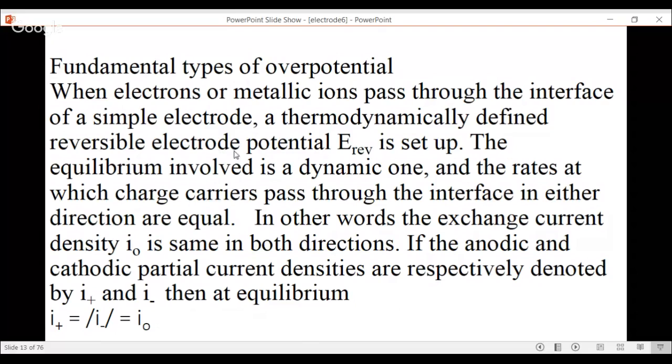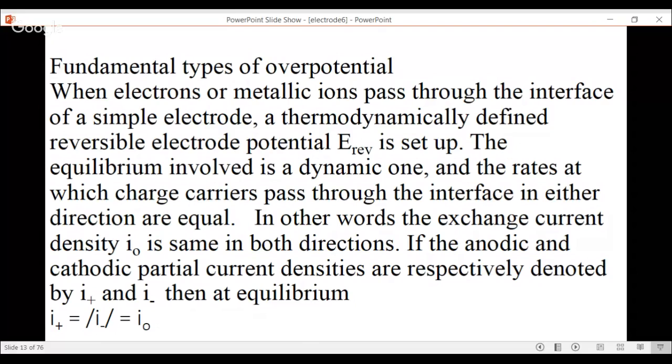Okay, when electrons or metallic ions pass through the interface of a simple electrode, a thermodynamically defined reversible electrical potential is set up. At open circuit potential, the equilibrium involved is a dynamic one, and the rates at which charge carriers pass through the interface in either direction are equal. In other words, the exchange current density I0 is the same in both directions. If the anodic and cathodic partial current densities are respectively denoted by I plus and I minus, then at equilibrium I plus will be equal to I minus, that will be equal to I0. Therefore, I0 is not zero.